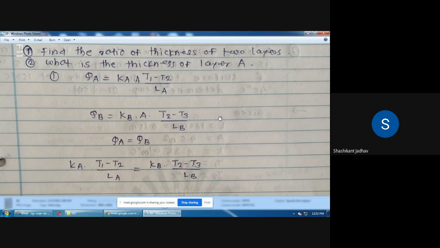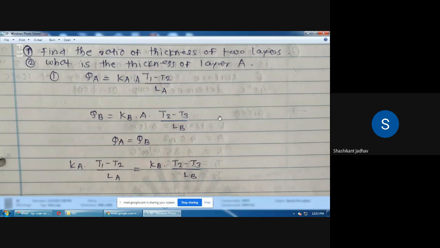Similarly, we have to write the equation for the layer B, that is heat transfer rate through that particular layer. QB is equal to KB, the thermal conductivity of that layer B, into area into the temperature difference for that particular layer B, that is T2 minus T3 divided by thickness of that particular layer, that is LB. So whatever the heat transfer takes place through layer A, that much is equal to whatever the heat transfer through the layer B. So we have to equate the equation of QA and QB.